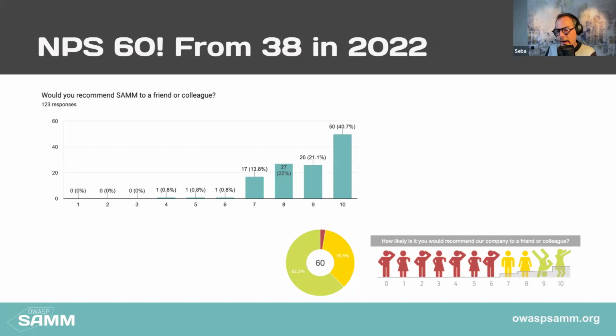But we ended up with a high score of 60, on a scale of -100 to +100, which is really good. The last time we had it, in 22, it was about 38, which is already good, but 60 is really exceptionally high. We're really happy with that, and we're going to make sure that we at least keep that level of NPS for the coming months and years. But that's good feedback.